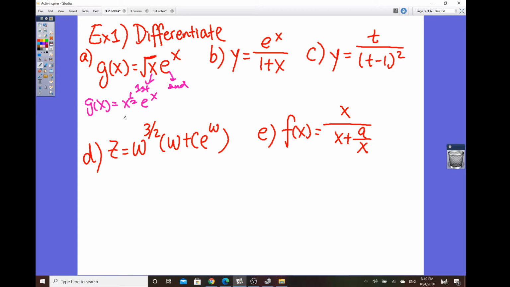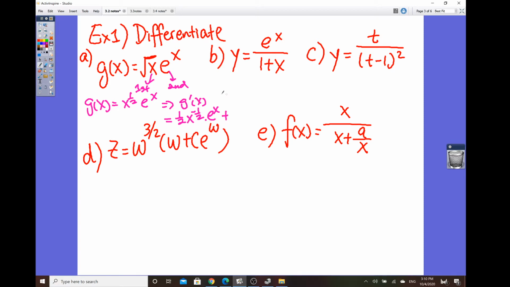So according to the product rule, we take the derivative of the first function, or the derivative of the second function, it doesn't matter. You need to take the derivative of one of those functions first. So let's take the derivative of the first function. We do have g prime of x equals 1/2 x to the power of negative 1/2, because that's using the power rule, times the second function. We don't change that, we just multiply by the original second function.